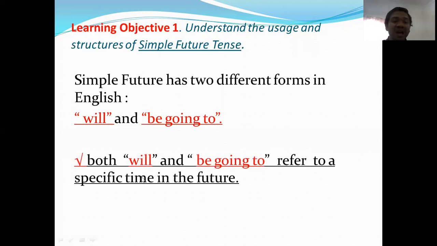Now, both will and be going to refer to a specific time in the future. Once again, both will and be going to refer to a specific time in the future because we're talking here about a simple future, a futuristic action. So in order for us to use simple future tense, we have to use the verbs will and be going to. All right, always remember.